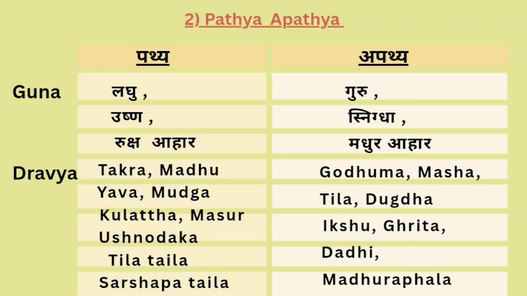Second is Pathya Apathya. Pathya is the regimen that has to be followed and apathya is a regimen that has to be avoided. In Pathya, ahara having laghu, ushna, ruksha guna has to be followed, and dravyas like takra, madhu, yava, mudga, kulattha, masura, ushnodaka, tilataila and sarshapataila are indicated. In apathya, ahara having guru, snigdha, madhura guna should be avoided, and dravyas like godhuma, masha, tila, dugdha, ikshu, guda, dadhi and madhura phala have to be avoided.